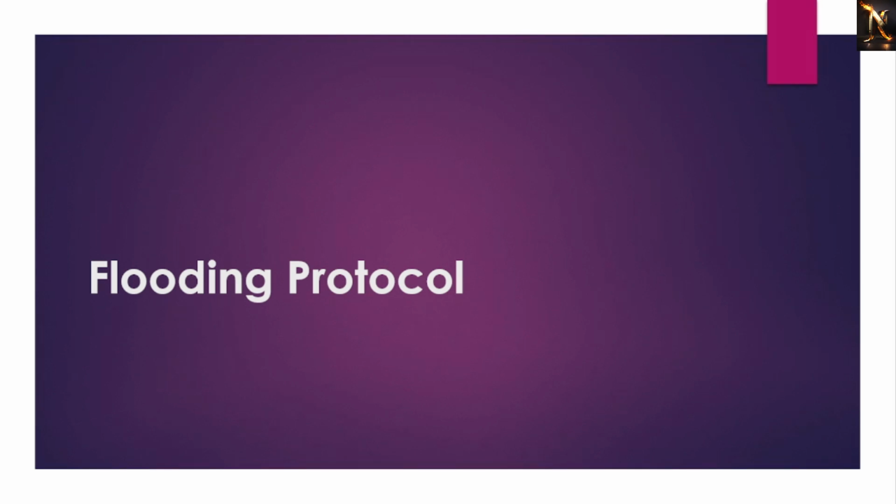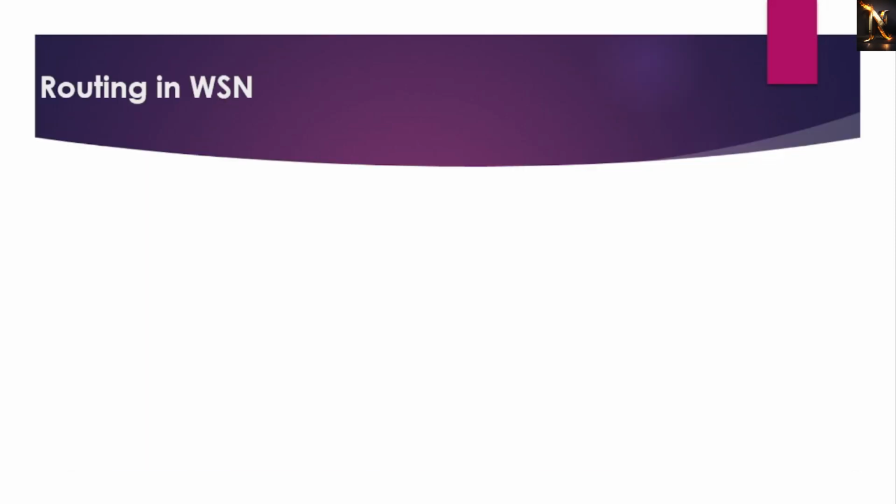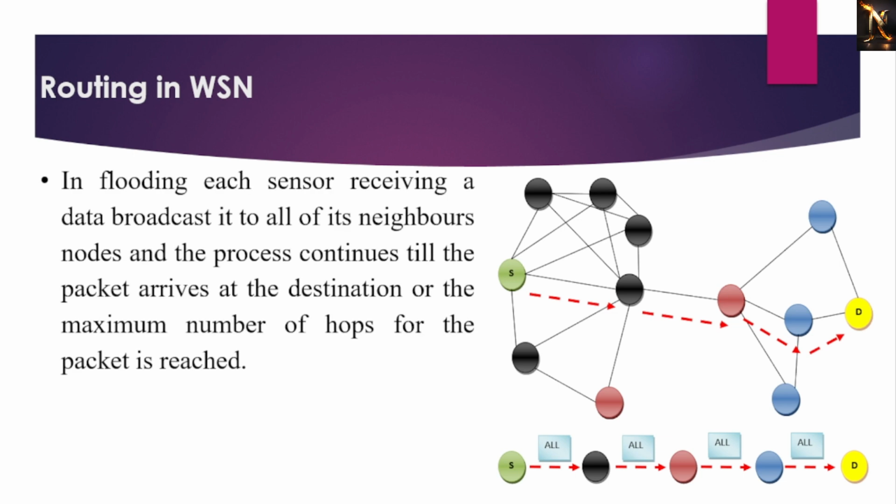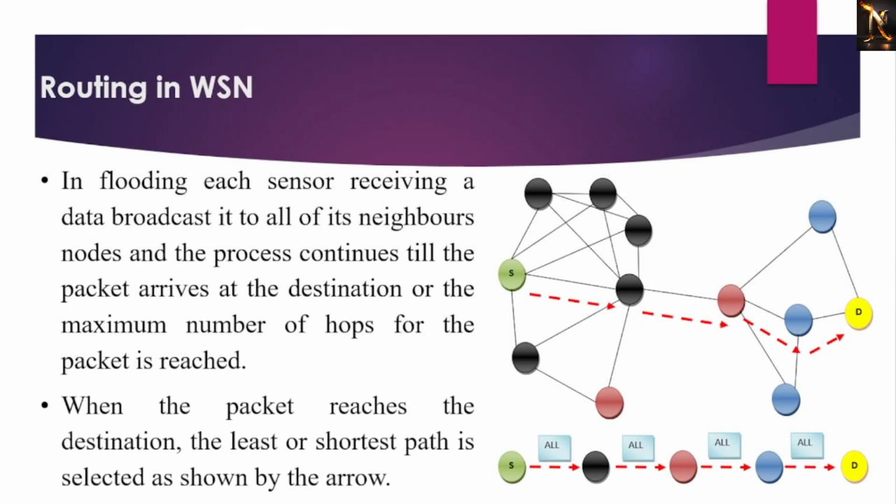In our discussion, we will only look into the flooding routing protocol associated with wireless sensor networks. In the flooding protocol, each sensor that receives a data broadcast forwards it to all of its neighboring nodes, and this process continues until the packet reaches the destination or the maximum number of hops for the packet is reached. Upon reaching the destination, the least or shortest path is chosen, as indicated by the arrow.